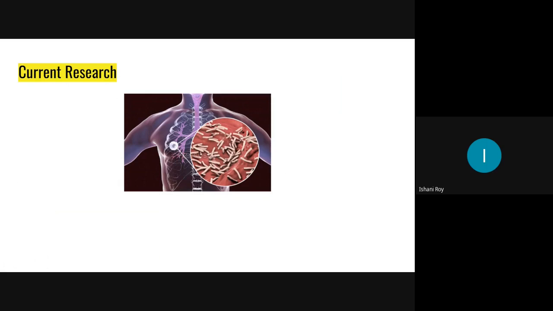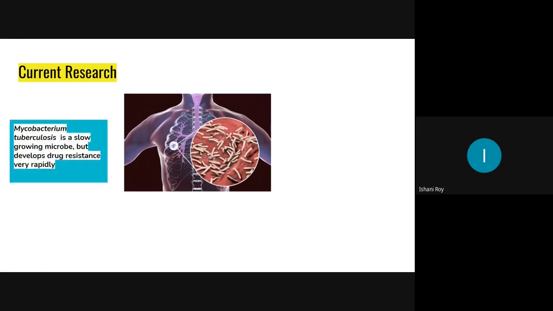So this is actually the bacteria which causes a severe lung disease, tuberculosis, and this bacterium is known as Mycobacterium tuberculosis. So what we have known up till this point is that this bacterium is a slow-growing microbe, but it develops antibiotic resistance extremely rapidly, right? So we know that organisms which have a shorter lifespan tend to mutate much more quickly, right? But in this case, it's a slow growing microbe, and even then, it develops drug resistance extremely rapidly.